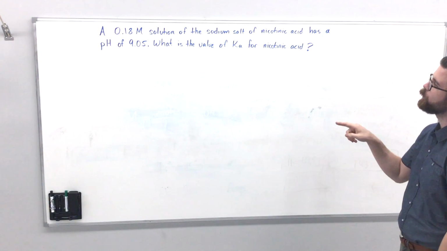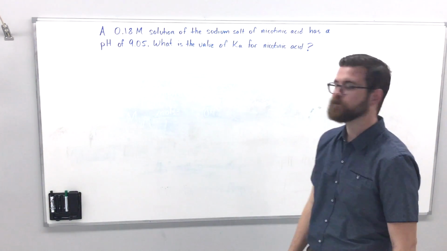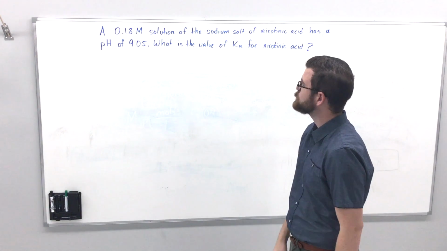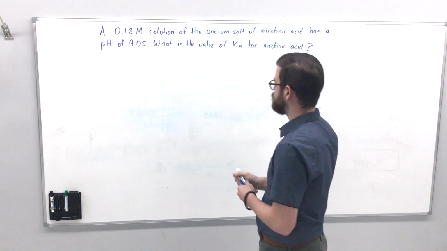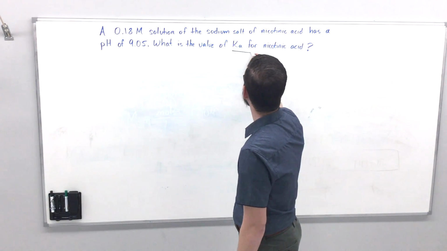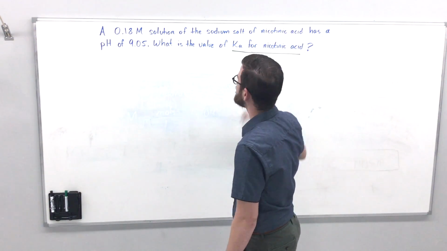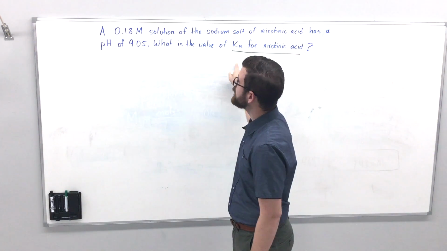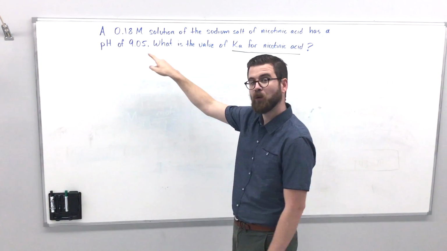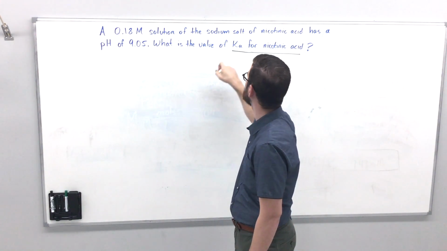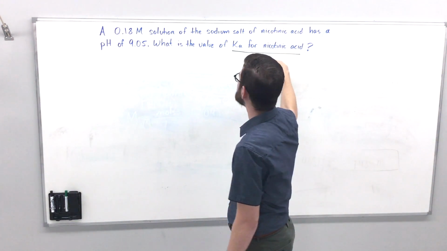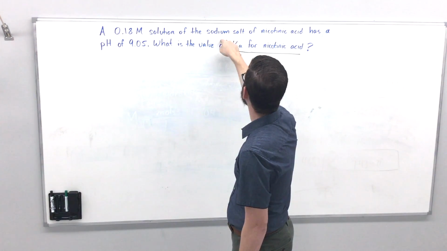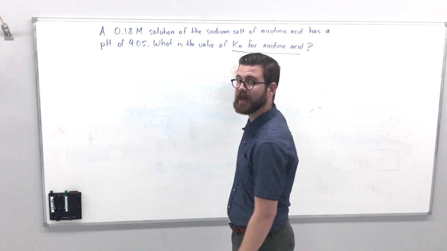We've got a 0.18 molar solution of a sodium salt of nicotinic acid. It has a pH of 9.05. What is the value of the Ka for this acid? So we've got to figure out what is the Ka for nicotinic acid. You've got to be careful because the 0.18 molar is not the initial concentration like we were used to for nicotinic acid. Notice it's for the sodium salt of nicotinic acid.